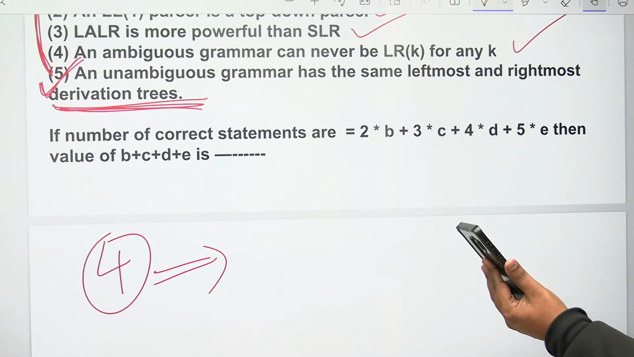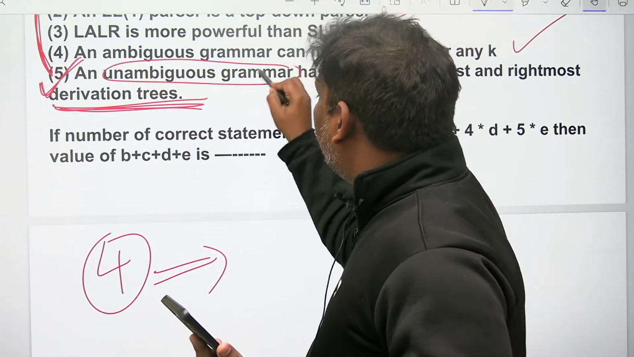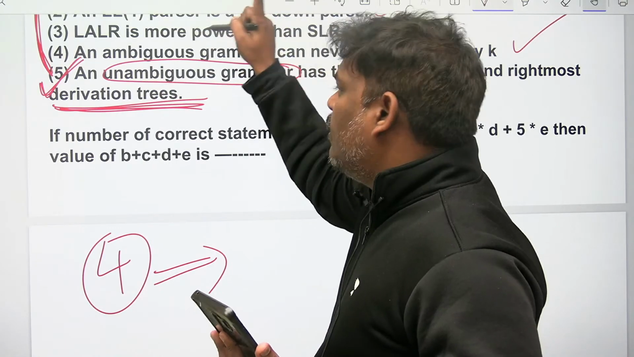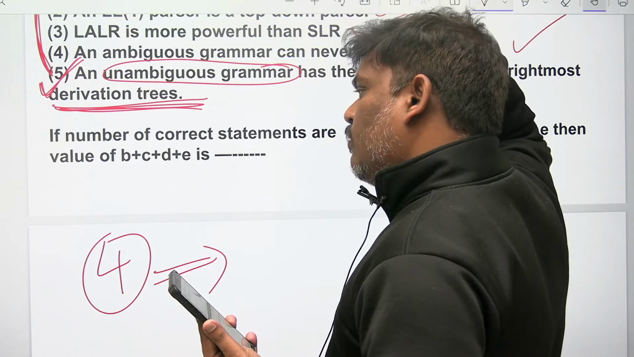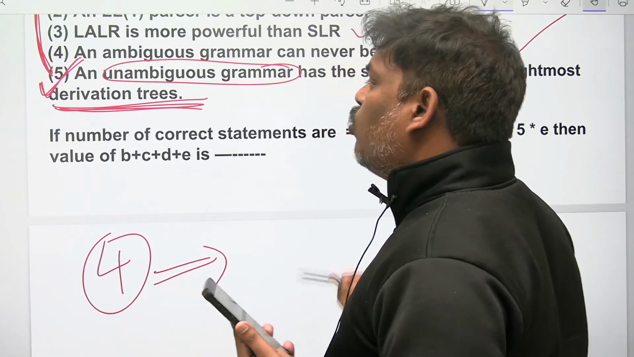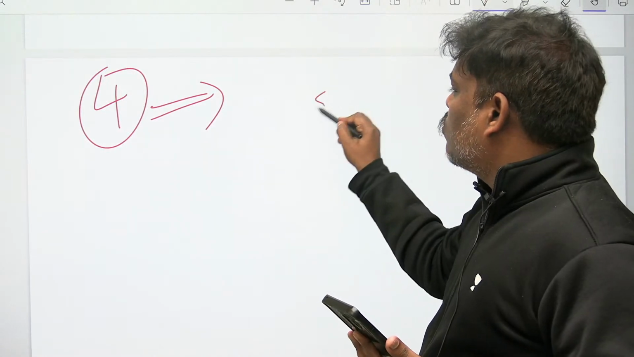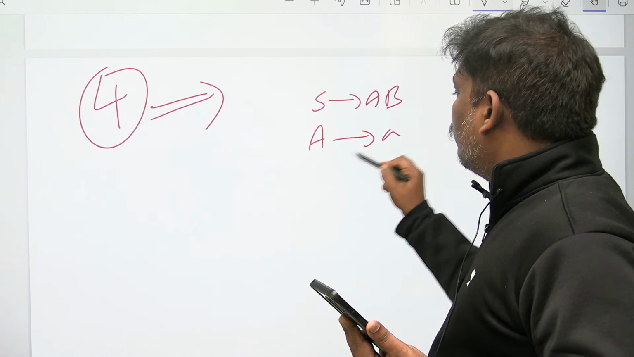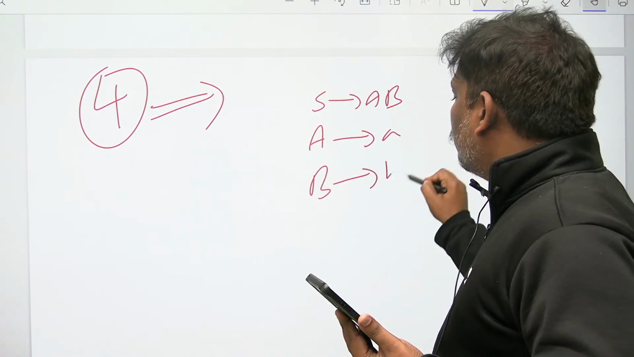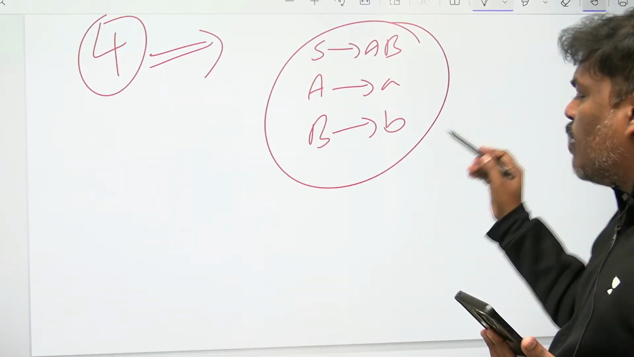Some people are asking why. See this one: an unambiguous grammar should contain one tree only. That is the reason it's called unambiguous. If you want, I can check once. Take this grammar: S goes to AB, A goes to a, B goes to b. Everyone listen, this is the grammar.